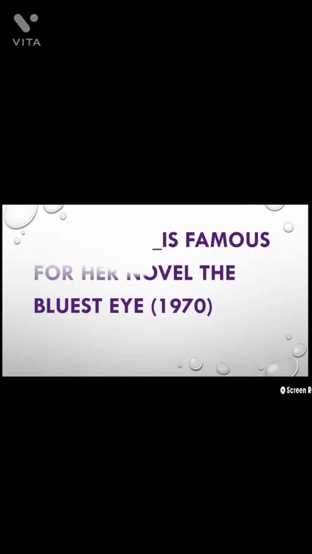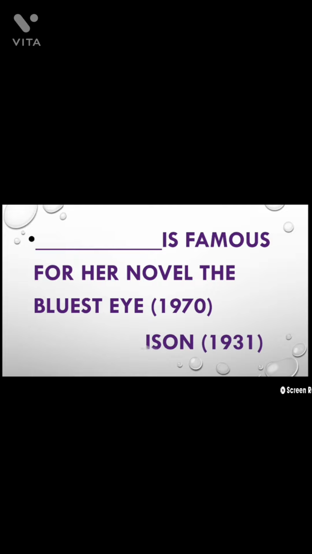Next is Dash is famous for her novel The Bluest Eye. Very important text, The Bluest Eye, and it was written in 1970. अब ये किसने लिखा था? ये लिखा था टॉनी मॉरिसन ने.